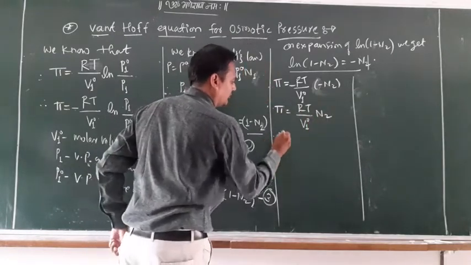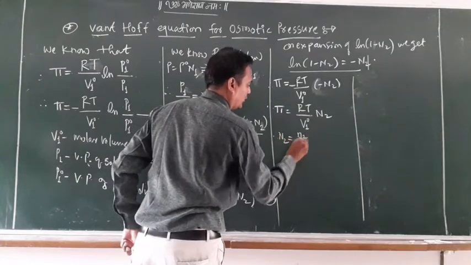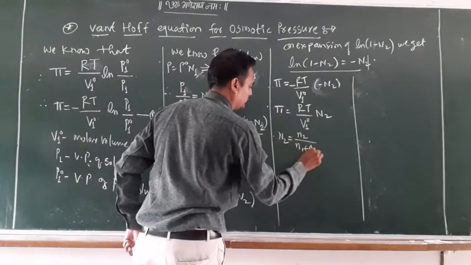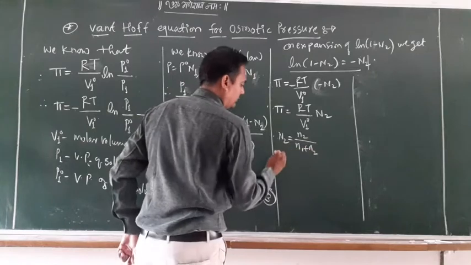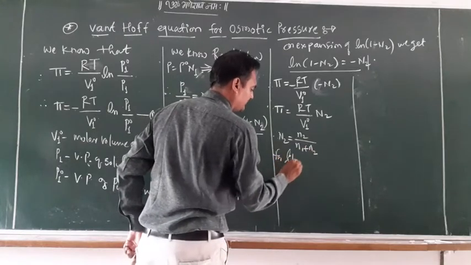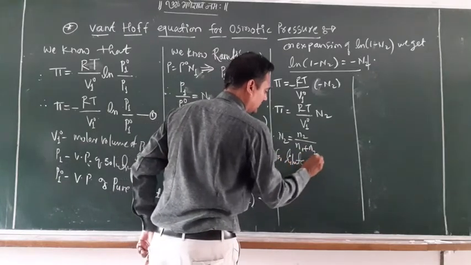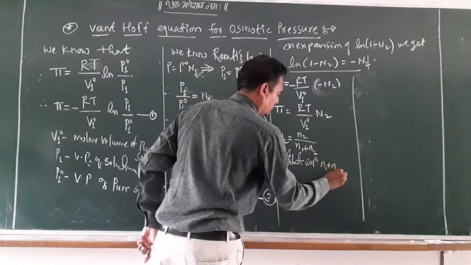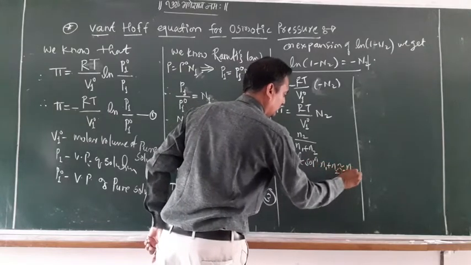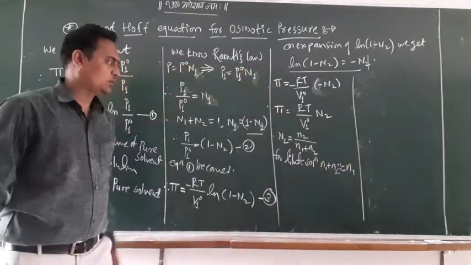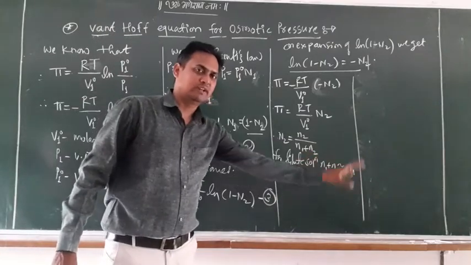But we know that the mole fraction of solute is equal to the number of moles of solute divided by the number of moles of solvent plus solute. But for a dilute solution, N1 plus N2 is nearly equal to N1. For a dilute solution, the number of moles of solute is very negligible.